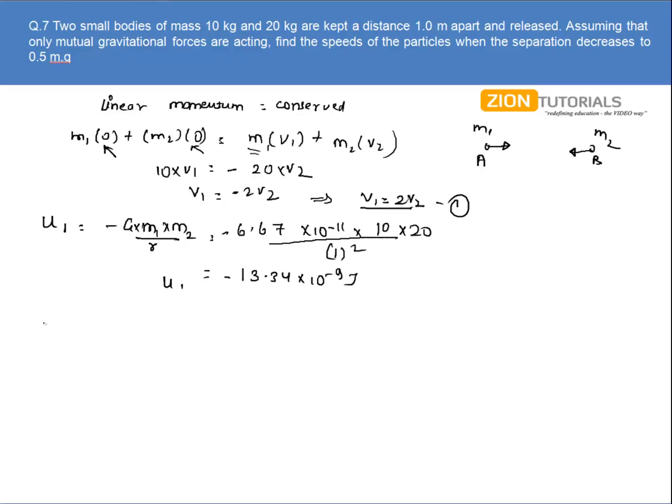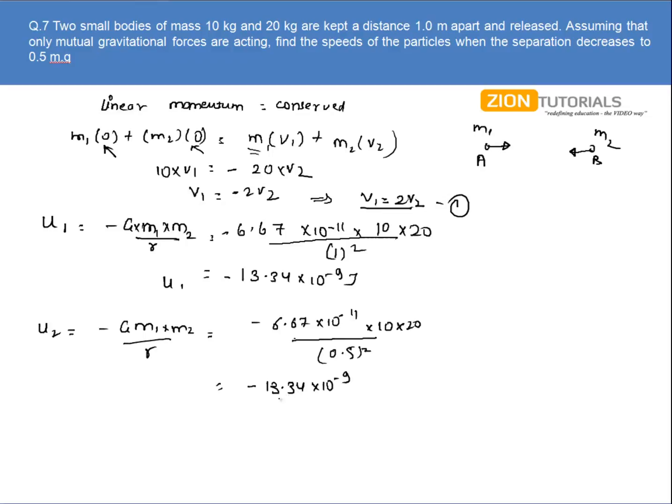Fine. And I'll calculate the potential energy when the distance between them is 0.5. So it will be minus again G m1 m2 by r, and it will be minus of 6.67 into 10 to the power minus 11 into 10 into 20 divided by 0.5 whole square. So it is nothing but minus 13.34 into 10 to the power minus 9 into 4. This is in joules.